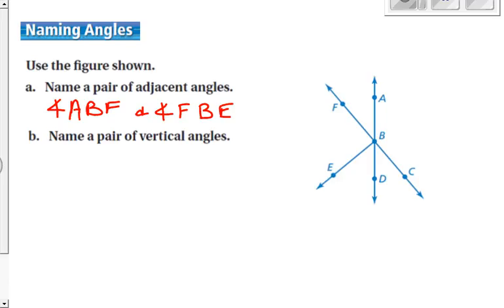Letter B says name a pair of vertical angles. So this is where we have the ones that are across from each other. So if you look right here, we have this angle right here. And if you can look at it, you can see that across from it we have this angle. These two angles are vertical angles. So we would name them ABF and angle CBD. And those are a pair of vertical angles.